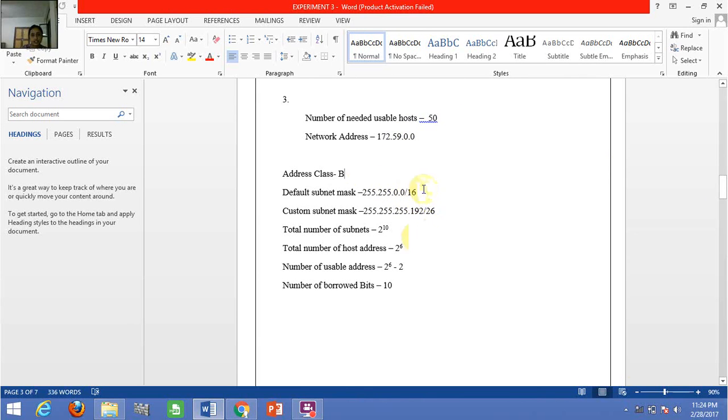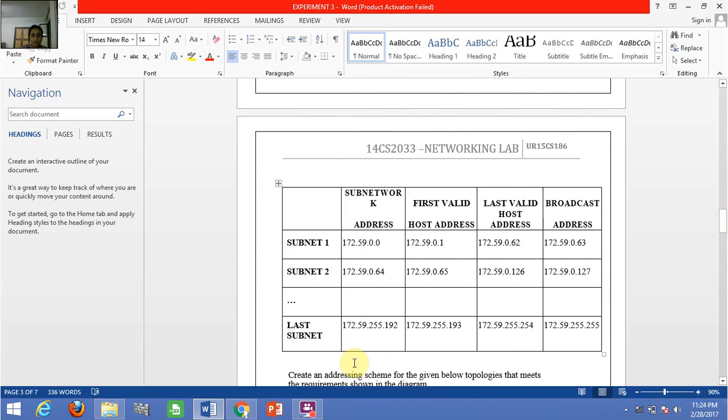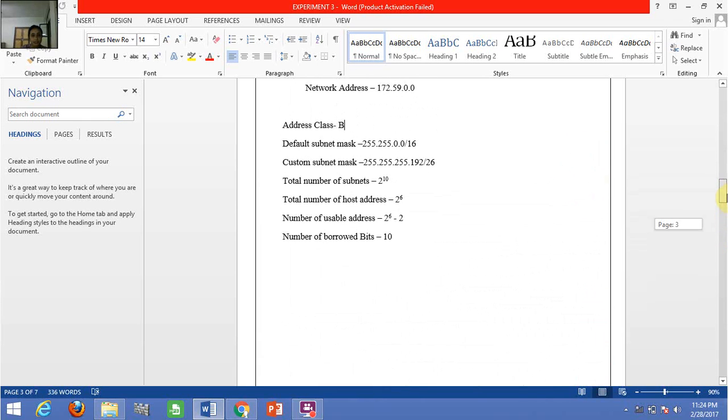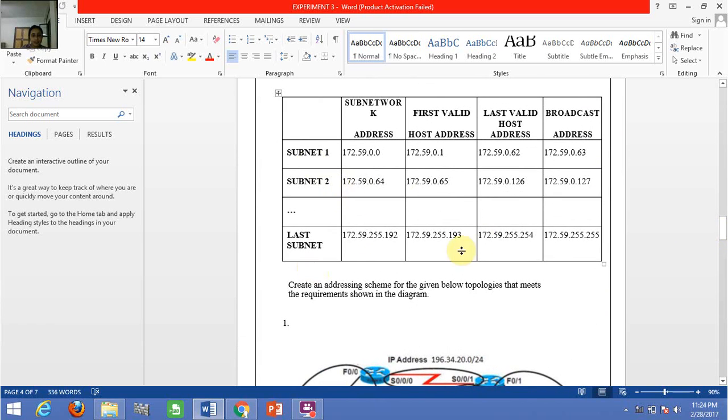255.255.0.0, and after borrowing 10 bits you can see that the subnet mask has changed to /26, and the total number of subnets will be 2^10 and the number of usable host addresses will be 2^6 minus 2. And so similarly we have to fill the network addresses for all the subnets. Writing all the subnets is not possible, because the total number of subnets will be 2^10. So we'll be writing only for the first one, the second one and the last one.